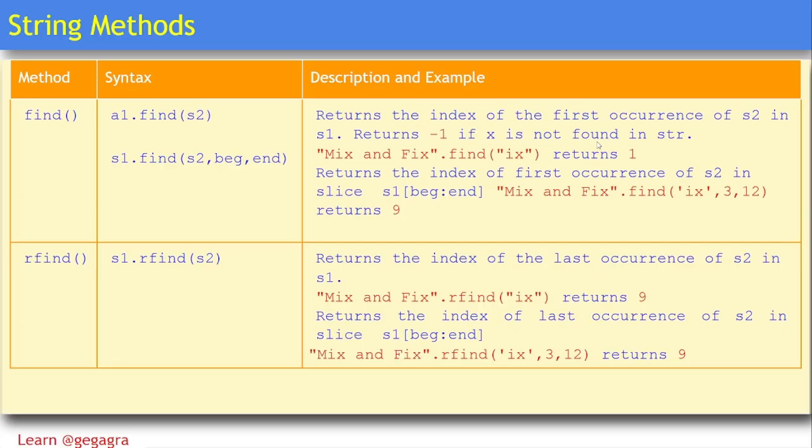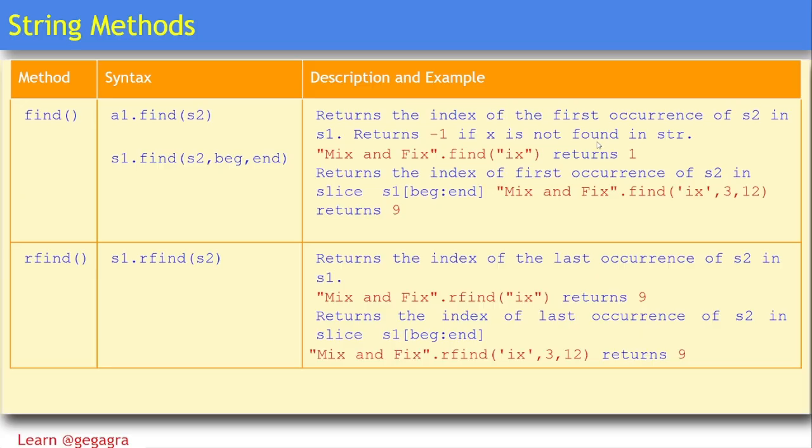Over here is another method, which is rfind, meaning find the index of the substring. It scans the string from right to left, but the index is counted from 0 onwards. So if I say mix and fix dot rfind of ix, it will scan right to left, but the index is counted from 0 onwards: 0, 1, 2, 3, 4, 5, 6, 7, 8 and 9. So ix will be available at index number 9.